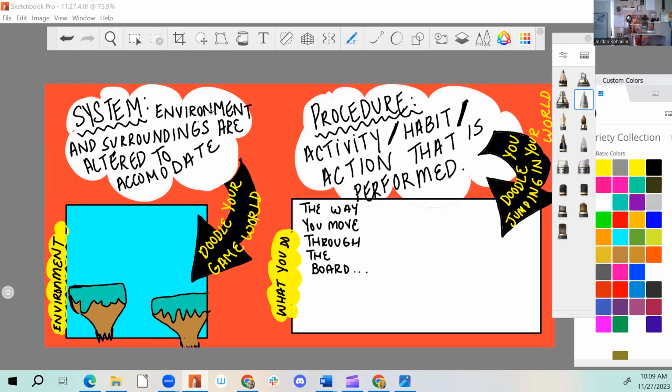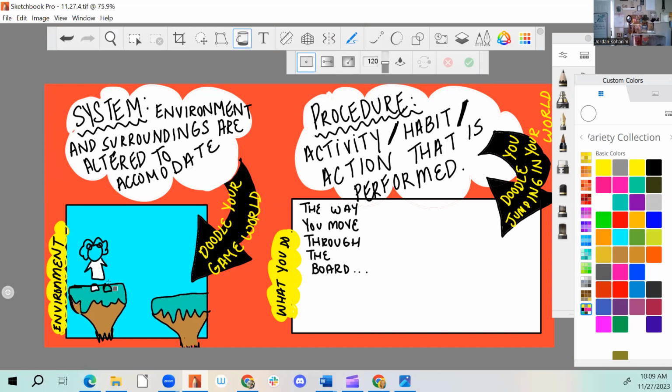So I'm going to doodle myself. Environment and surroundings are altered to accommodate. So if we're talking about our environment, here's me. And I'm going to say that my environment in this game-based world, on this little floating thing, whoops.